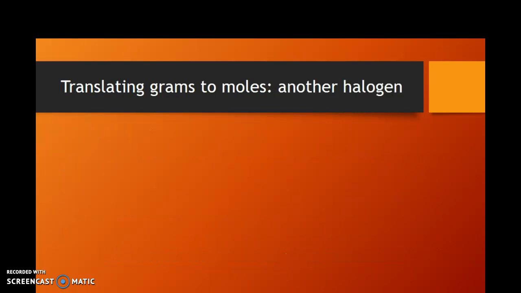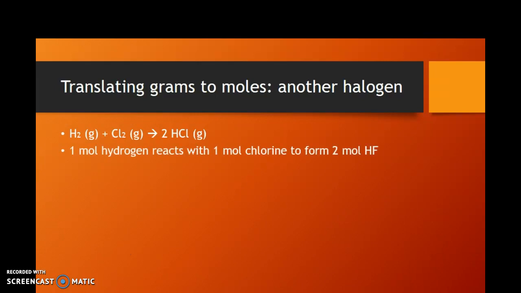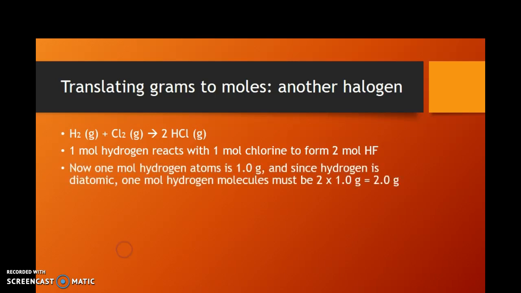Looking at the other halogen we've been talking about, hydrogen and chlorine react to form hydrogen chloride gas. 1 mole of hydrogen reacts with 1 mole of chlorine to form 2 moles of hydrogen chloride. Now, 1 mole of hydrogen atoms is 1 gram. And since hydrogen is diatomic, 1 mole of hydrogen molecules must be 2 grams, just like it was before.